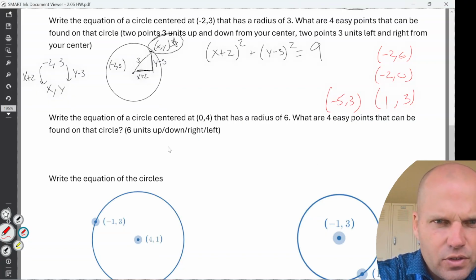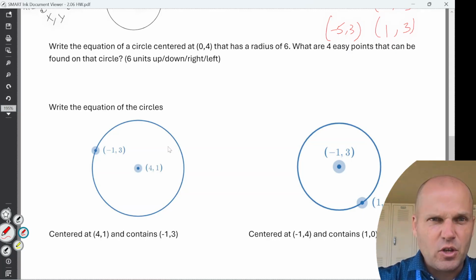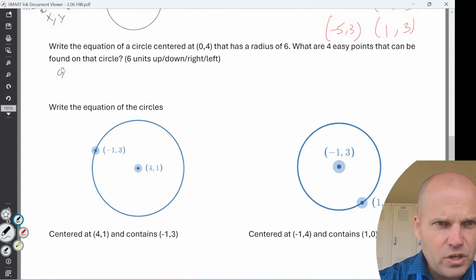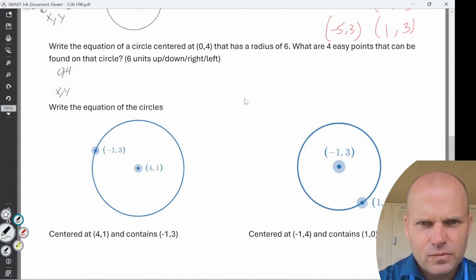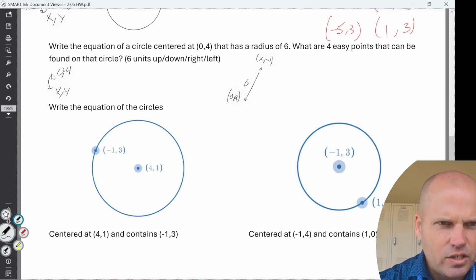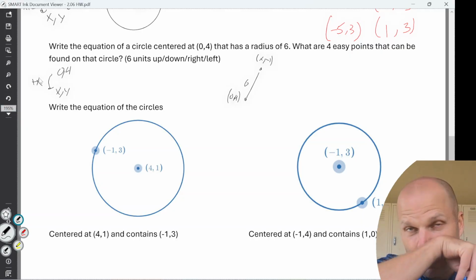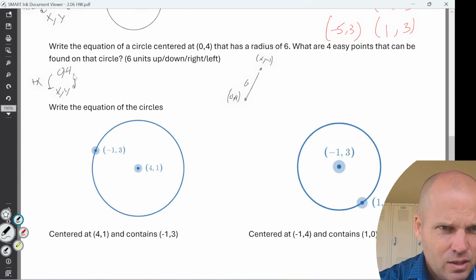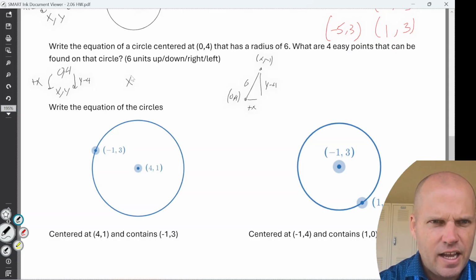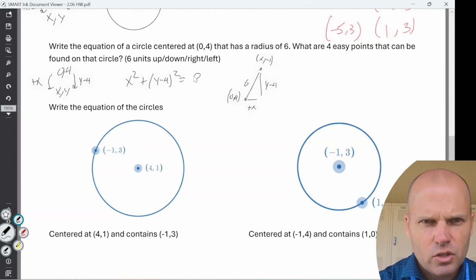Some questions will get more difficult. Cool. Write the equation of a circle centered at (0, 4) that has a radius of 6. Cool, so I'm going from (0, 4) to a hypothetical (x, y) that has a radius of 6. The uniting equation is the Pythagorean theorem. x − 0 is just x. y − 4 would be the x change and the y change. Then I'd have a² + b² = c².